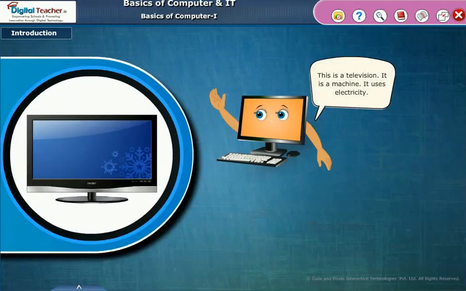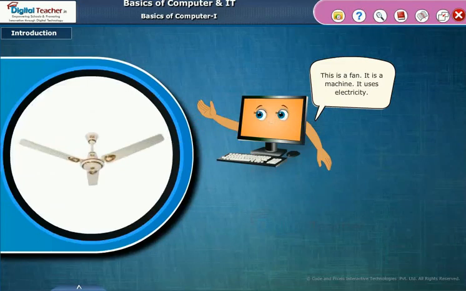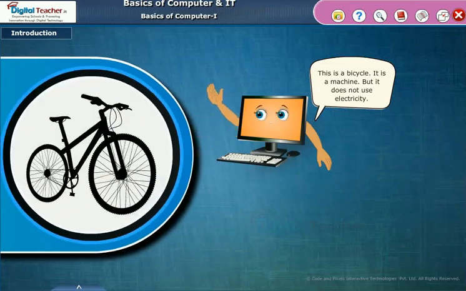This is a television. It is a machine. It uses electricity. This is a fan. It is a machine. It uses electricity. This is a bicycle. It is a machine, but it does not use electricity.